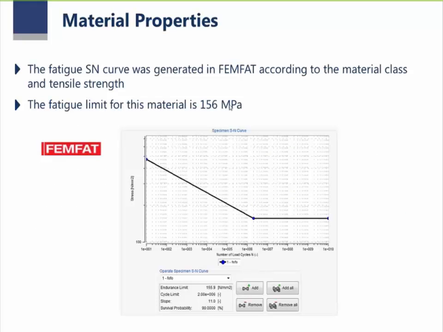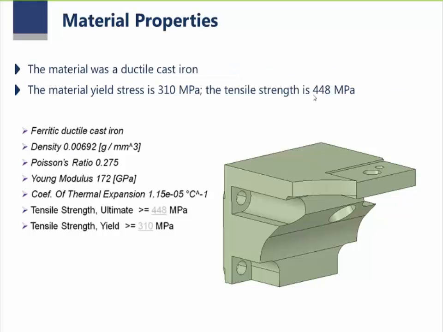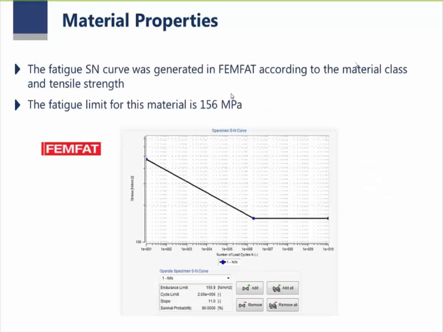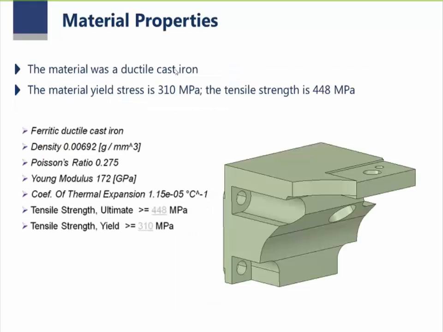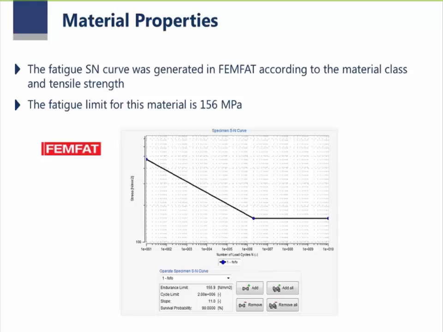And here, by using FEMFAT, for example, we can generate the SN curve, which is the alternating stress as a function of the life of the component. So, for example, in FEMFAT, we just select the material class and the tensile strength of this material. For example, here we are talking about 448, and the material class is this ductile cast iron. After this, FEMFAT generates this SN curve, which is used for the fatigue simulation.